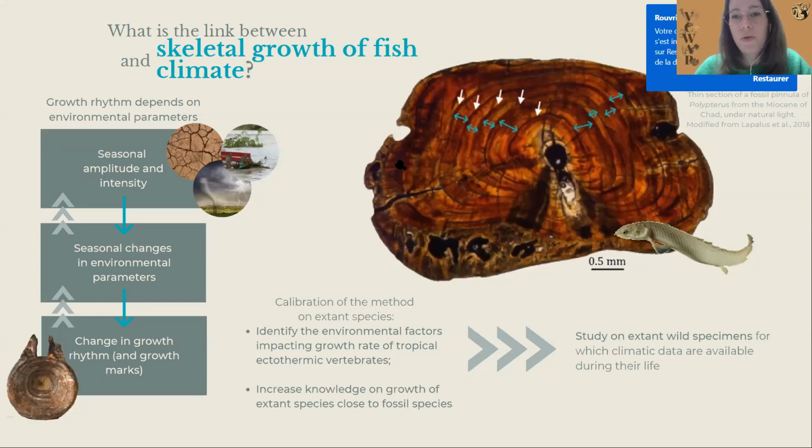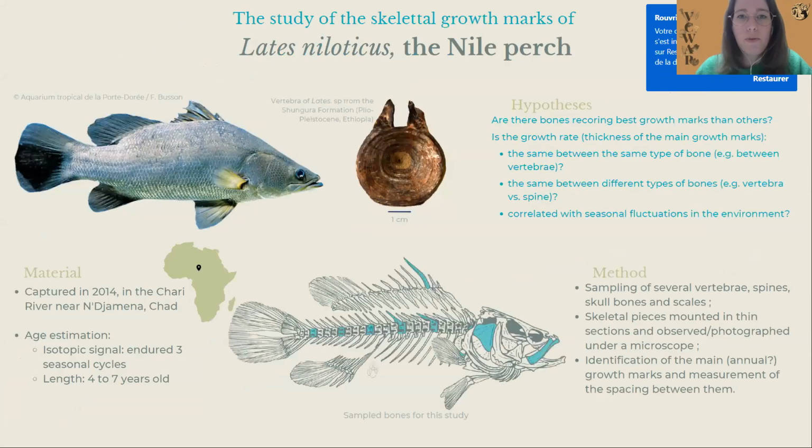And this would constitute a new way to infer paleoclimates in continental context. But first, this new approach needs to be calibrated on extant species that are closely related to the studied fossil taxa. And for this purpose, we chose to study the Nile perch because it is widespread in the Nilo-Sudanese area and because it dominates the fossil fish assemblages since the Miocene.